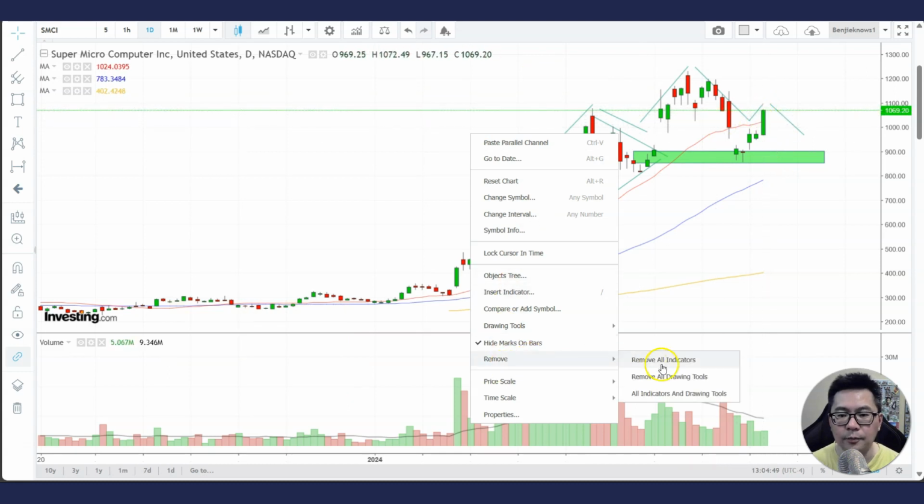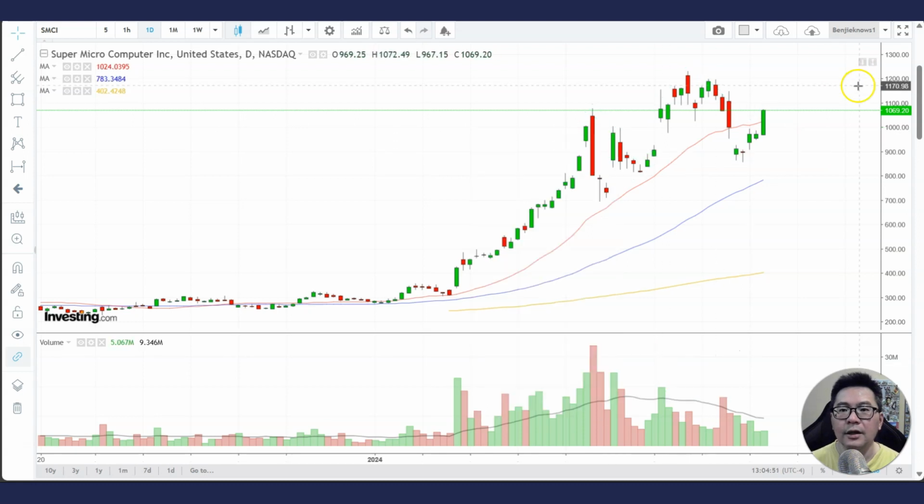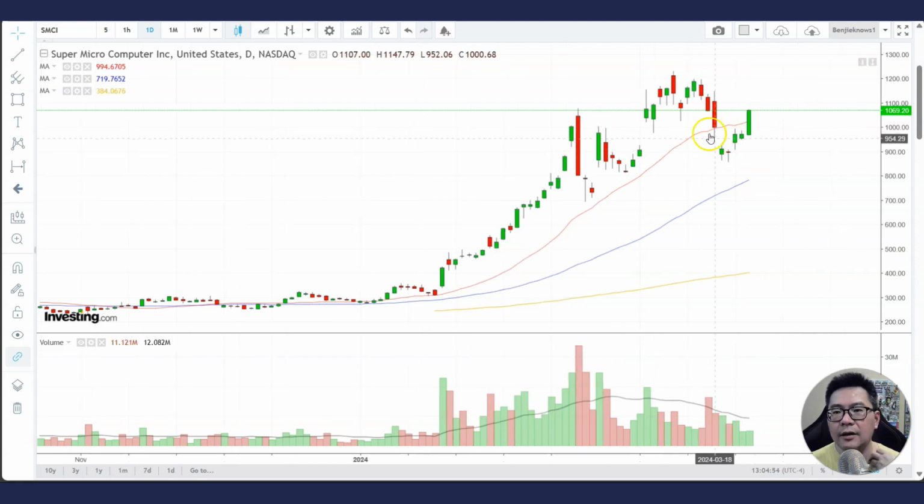Now at this moment it has gone back above the 20 MA. It's still above the 50 MA. At least we know that if it hits the 50 MA, there might be support.